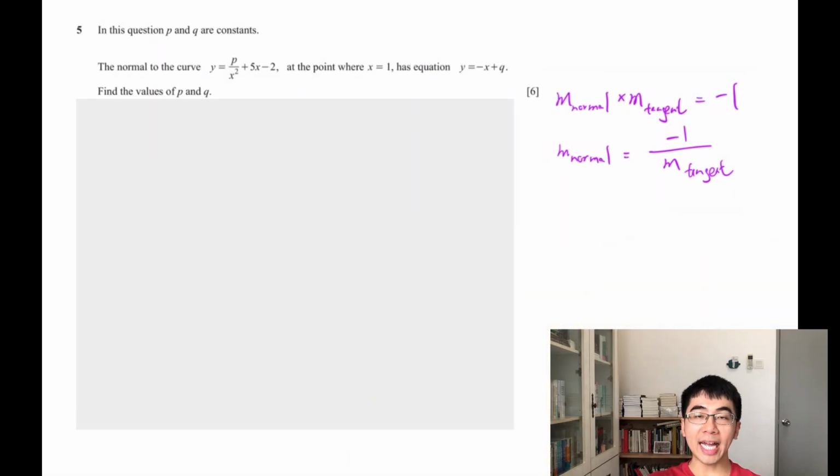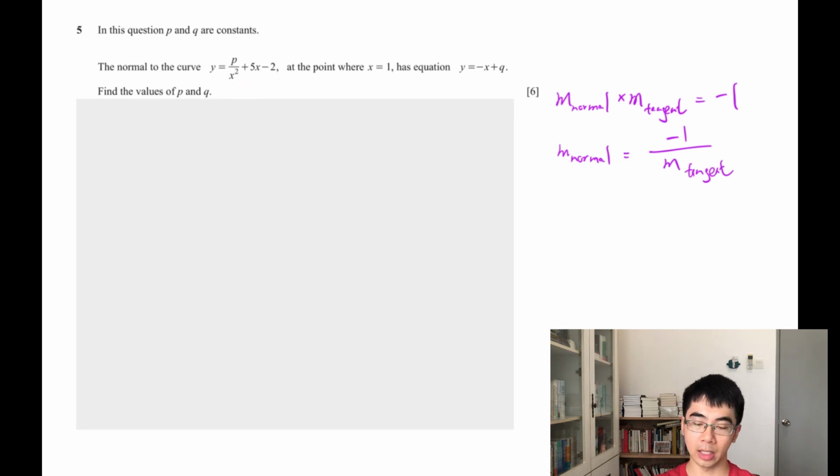Now we come to IGCSE 2023 October and November Additional Mathematics Paper 2 Set 1. Question number 5. So this time is about application of differentiation. Okay, we need to find the equation of a normal to the curve, this curve.